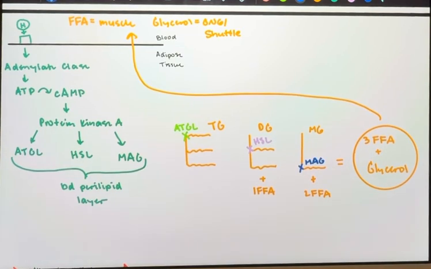For question number 3, it says, explain mobilization, transport, and cellular uptake of fat from adipose tissue. So these are the initial steps of lipolysis, which is when we want to break down fuels in order to utilize them to supply the body with the energy that it needs.